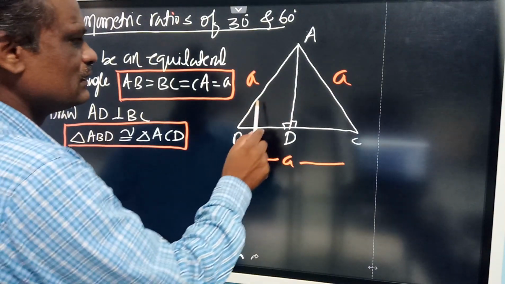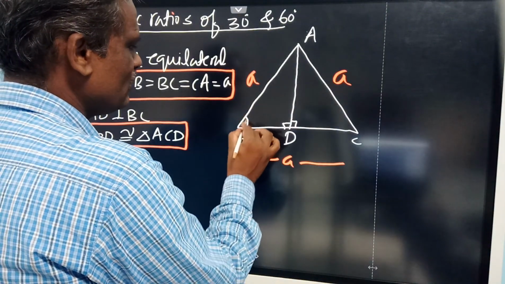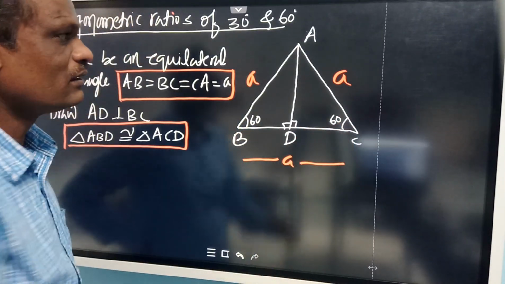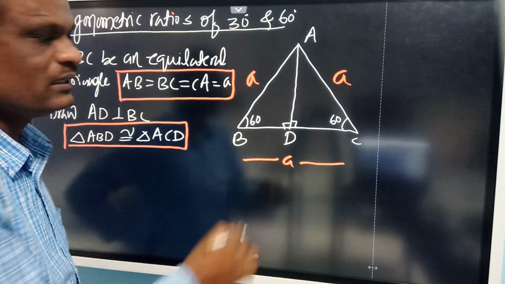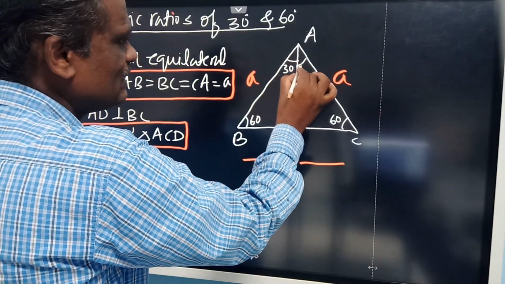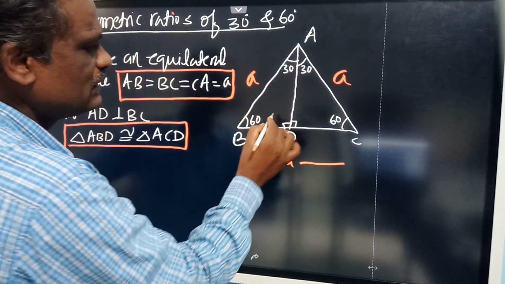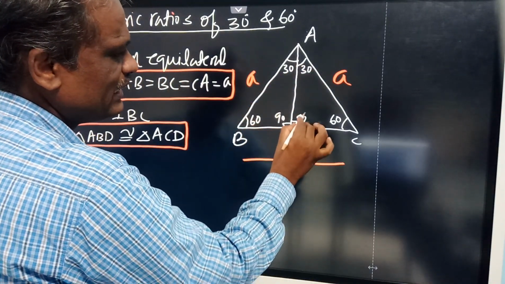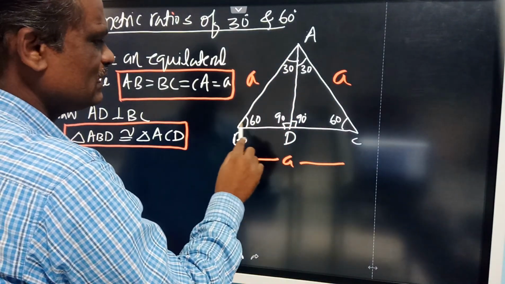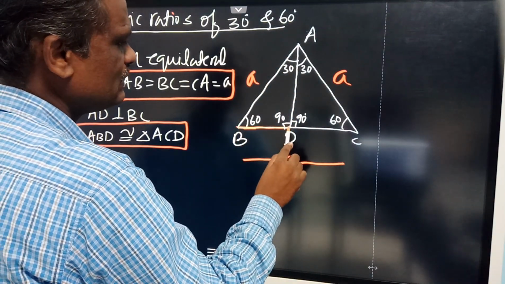So this is 60 degree and this is 60 degree. You know this is 60 degree because it is an equilateral triangle. This whole angle is 60 degree, then this will be a bisector of this angle. Then naturally this will be 30 degree and this is 30 degree. So this is 90 degree, this is 90 degree. So now you got this triangle. Look at this triangle now.